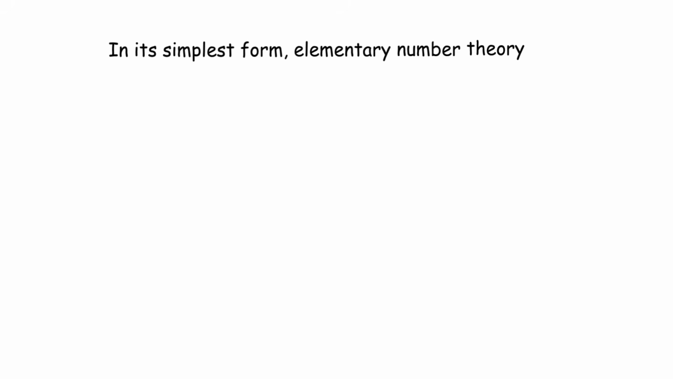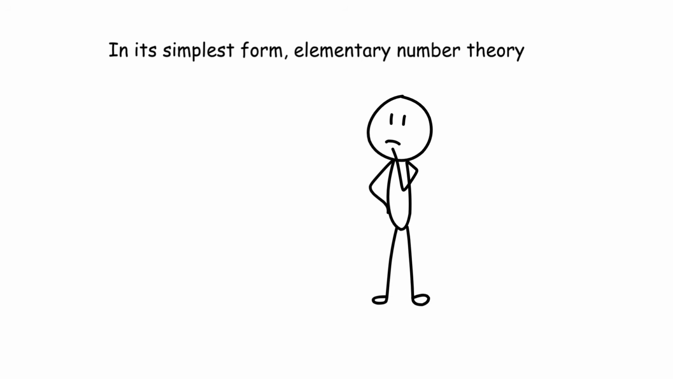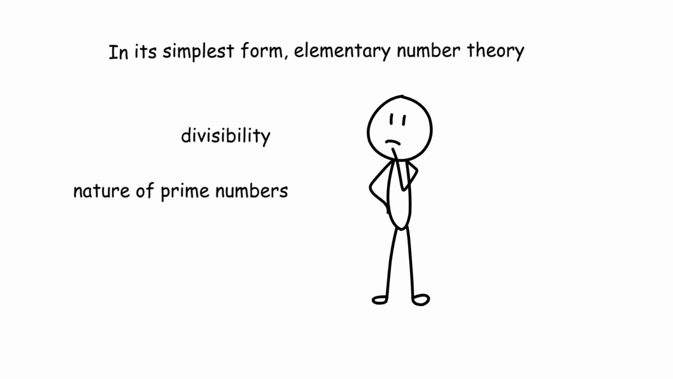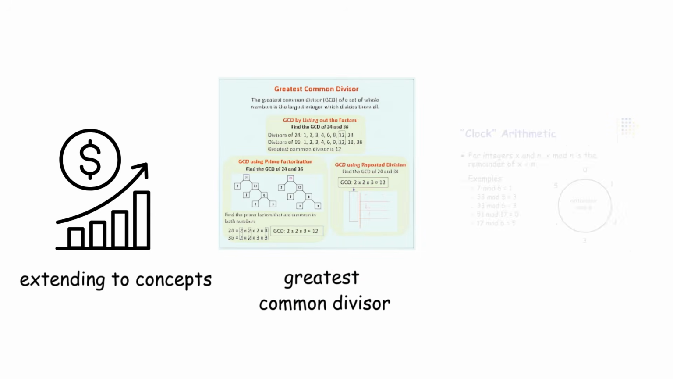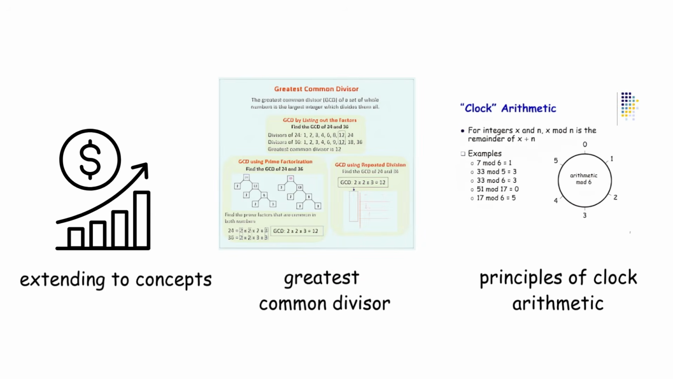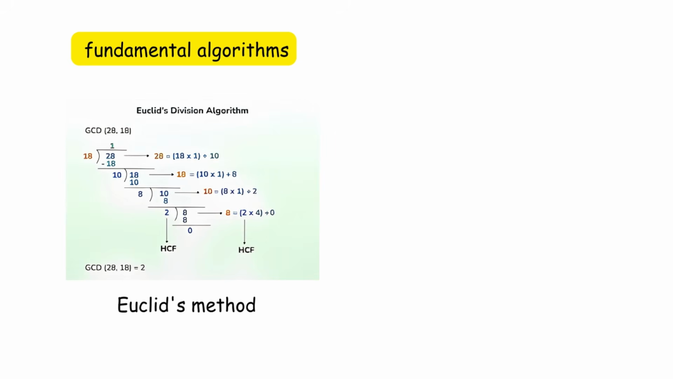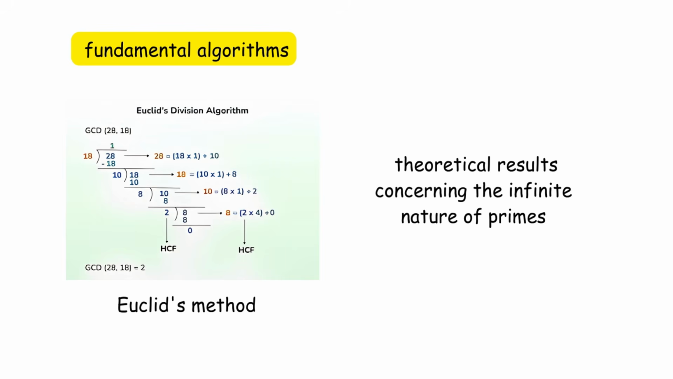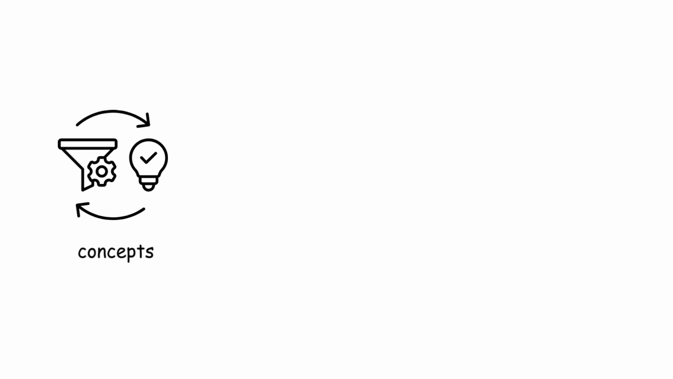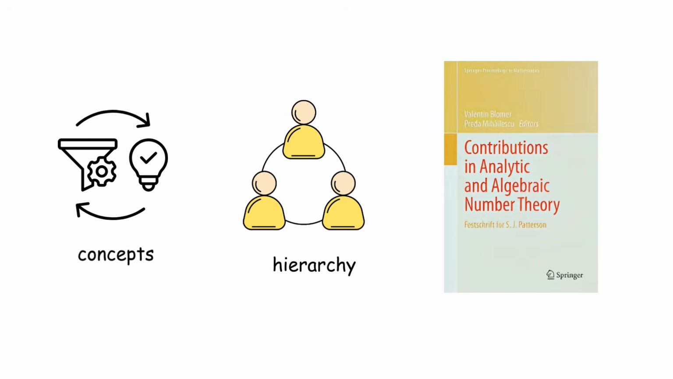In its simplest form, elementary number theory begins with questions about divisibility and the nature of prime numbers, extending to concepts like the greatest common divisor and the principles of clock arithmetic or modular congruence. To these are added fundamental algorithms such as Euclid's method and theoretical results concerning the infinite nature of primes. These concepts form the hierarchy that underpins analytic and algebraic number theory.